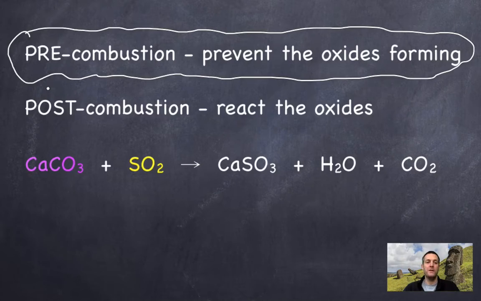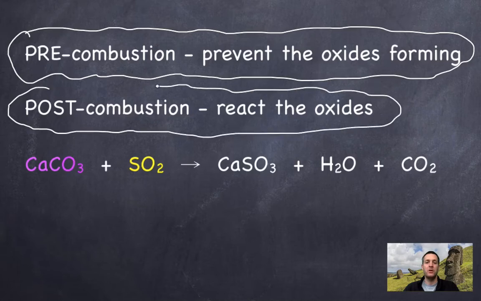You could do it after you've burnt the fuel, but of course by now you have made the oxide. So here's some sulfur dioxide that perhaps we made by burning some coal that had sulfur in it, maybe in a coal-fired power station. And what are we going to do? Well, we're going to react it with something.